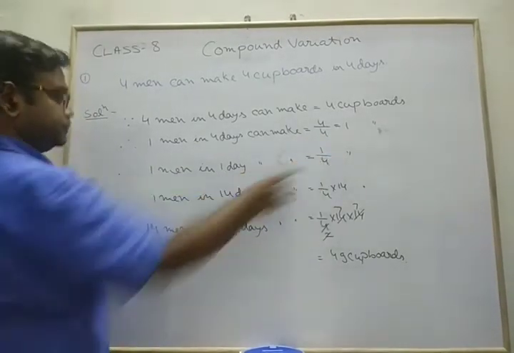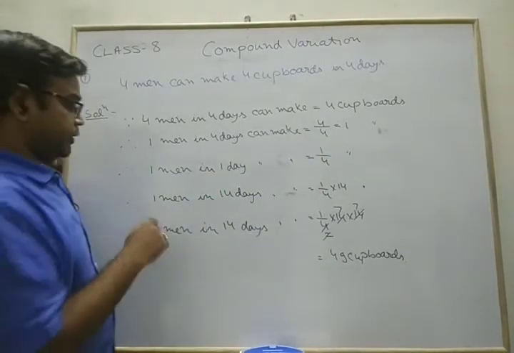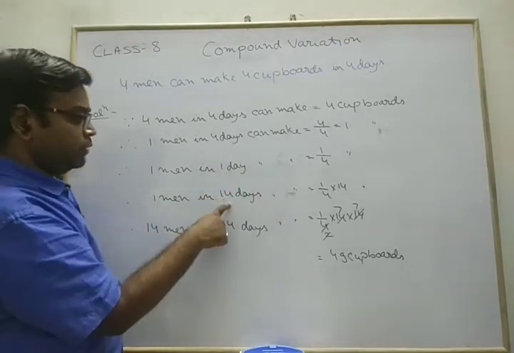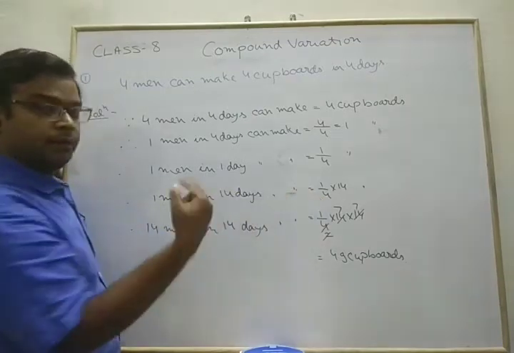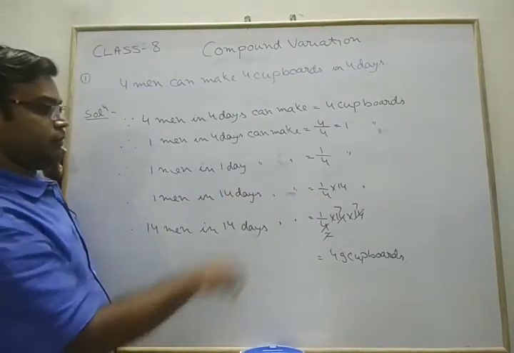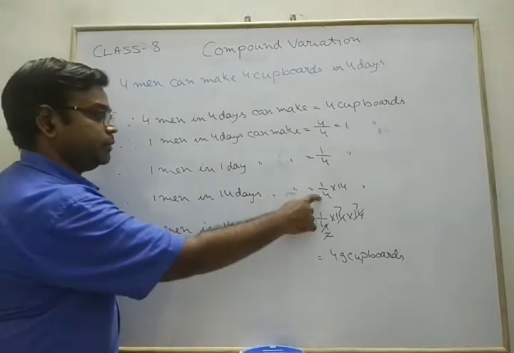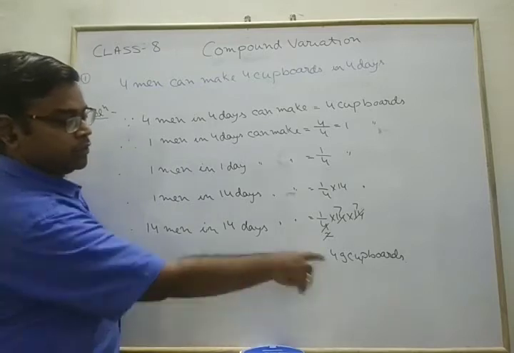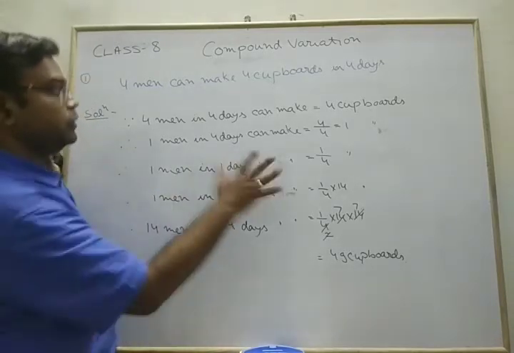Now we are going to increase. 1 man in fewer days makes fewer cupboards. So more days, more cupboards. We multiply. With days constant, 14 men. 1 man makes this number of cupboards, so more men can make more cupboards. Again we multiply. So it's 49 cupboards. This is your unitary method.